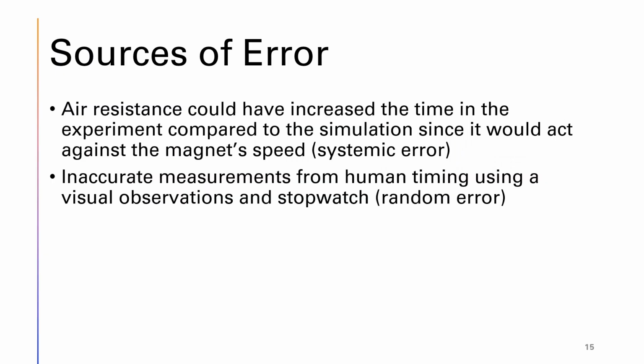Possible sources of error include air resistance that could have increased the time in the experiment compared to the simulation, since it would act against the magnet's speed, and that's a systemic error, and inaccurate measurements from human timing using visual observations and a stopwatch, which would be random error.